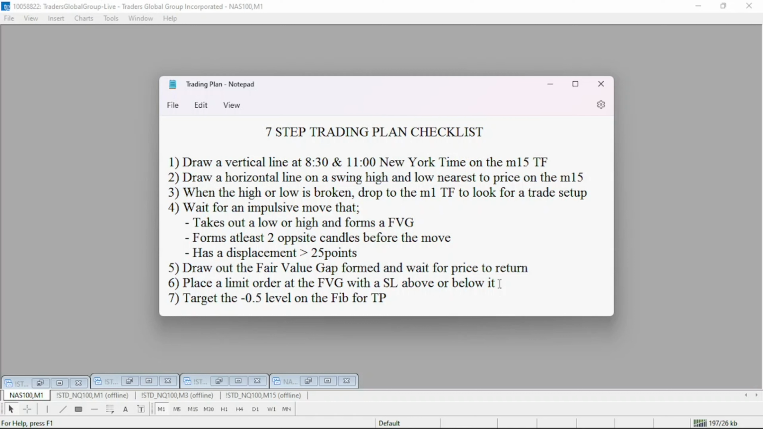But now that we are doing it on the 3 minute, on the 5 minute, and also maybe on the 15-minute time frame, what we are going to do is draw out that fair value gap like what we do on step 5. But then we are going to drop down from there to the 1 minute time frame, and that is where we are going to be taking our entry. If you're not understanding, don't bother, I'm going to make you understand when we get into the charts. The last step, which is step 7, we target the negative 0.5 level on the fib for TP.